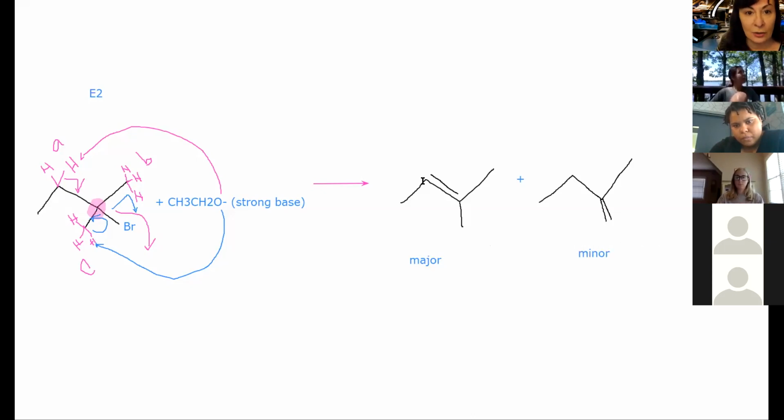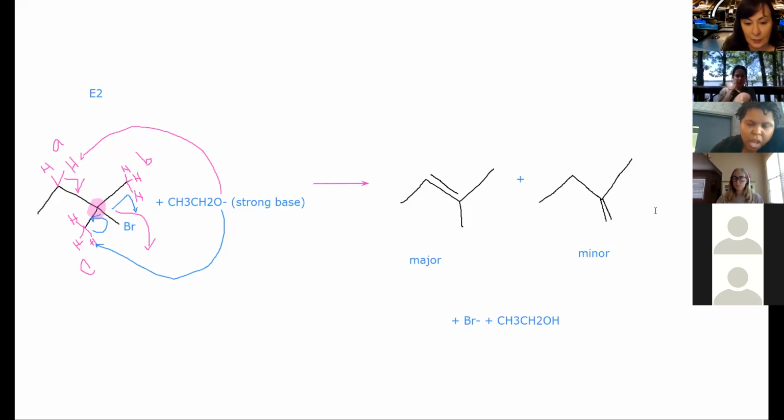And as you know, there's also going to be other things in that reaction mixture, right? I'm going to put them down here. There's going to be some bromine with a negative charge, which came from here. And the base is going to combine with the hydrogen that it took away. And that will give you some ethanol as a result. Got that? The really important part is these two guys, the major product and the minor product, which are right here. Got it?